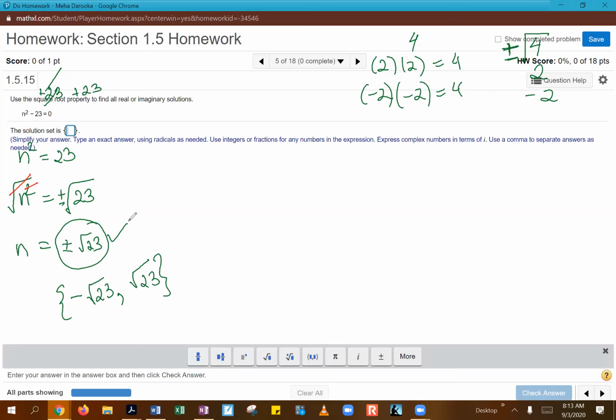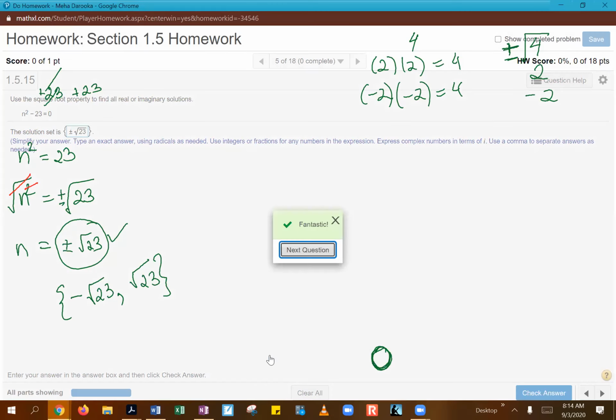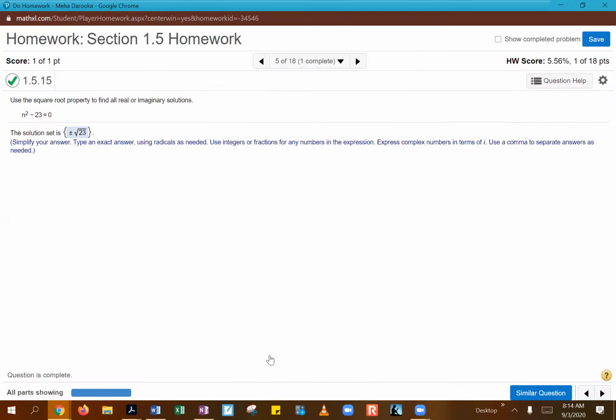So if you click on that answer box, you will see your little menu pops up on the bottom. You will notice they are actually giving you this plus or minus sign over here. So you should be able to use that when you're typing your answer into the answer box. So we'll start with our plus or minus symbol, and then we can do square root of 23, and then we'll check our answer, and there you go. You can see that works out really well. Okay, so let's clear this. That's just a simple example to show you how the square root property works.